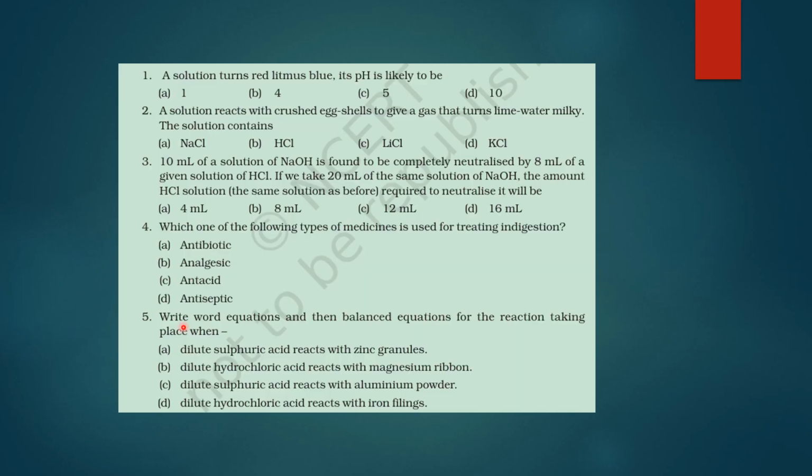So the first question is, a solution turns red litmus blue. Its pH is likely to be, these options are given to us. So red litmus blue कौन convert करता है? Bases convert करते हैं और bases की pH क्या होती है? It's greater than 7. So what's the correct option here? The correct option is D, 10, right?